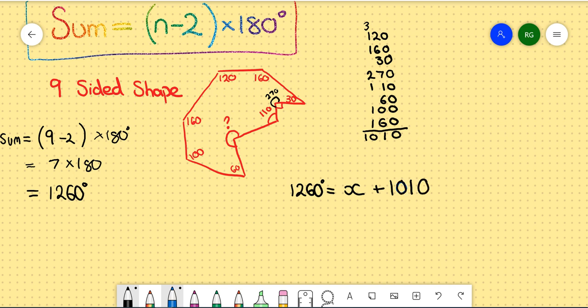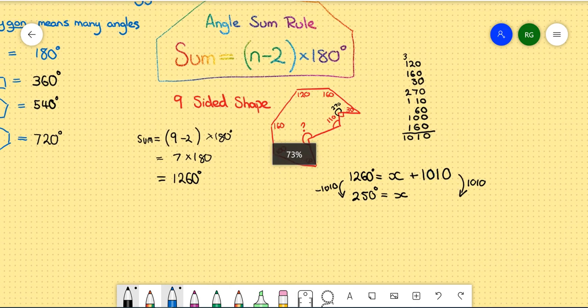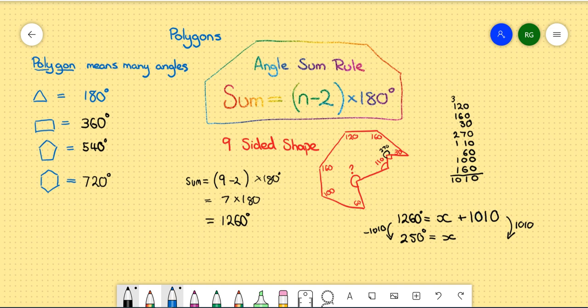I don't know why they suddenly changed colour there. Now, rearrange our formula, so subtract 1010 from both sides. On this side we're going to get 250 degrees, and on this side we get x. So x is 250. Now, that's relatively drawn to scale. It looked like it was going to be an angle much bigger than 180. So that's how you can work out any angle inside a polygon, a multi-sided shape.